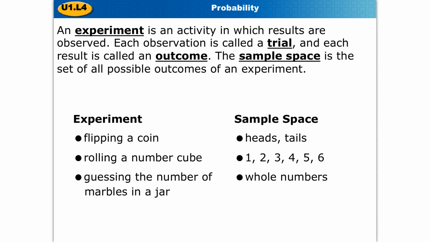You can see that flipping a coin has two possible outcomes, heads or tails. Rolling a number cube or a die, the sample space is 1, 2, 3, 4, 5, 6. Guessing the number of marbles in a jar would be whole numbers. Those are all examples of experiments. By knowing what the sample space is, we can figure out the probability of each outcome.